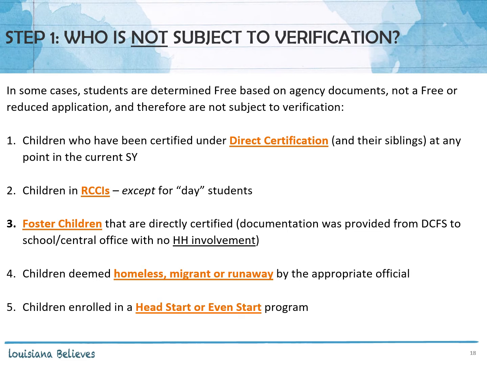Children who have been certified under direct certification, along with their siblings at any point during the school year, are not subject to verification. Children in RCCIs, except for day students, are not subject to verification. Foster children that are directly certified, which includes documentation provided from DCFS to the school or central office with no household involvement, are also not subject. Children deemed homeless, migrant, or runaway by the appropriate official are also not subject to verification. And children enrolled in a Head Start or Even Start program are not subject to verification.